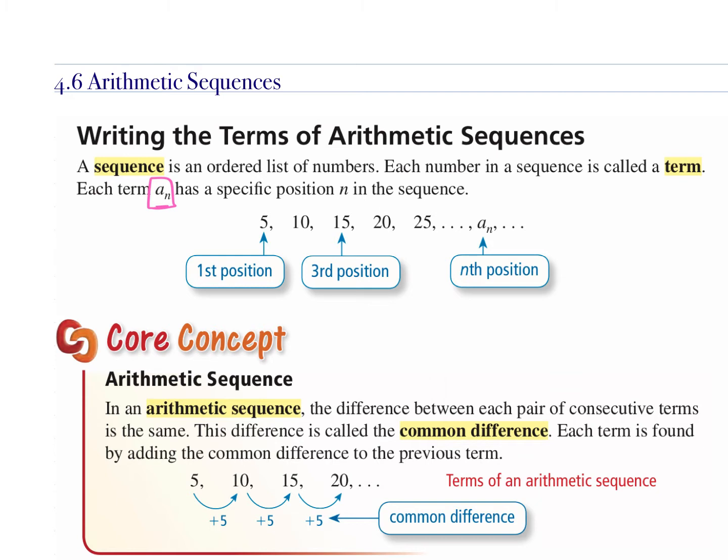So if we look here at this sequence, the first position, or n, would be 1. The third position, n, is 3. So it just depends on the positions. This is the first, second, third, fourth, fifth. So not only are the numbers in our sequence important, but the position is important too.